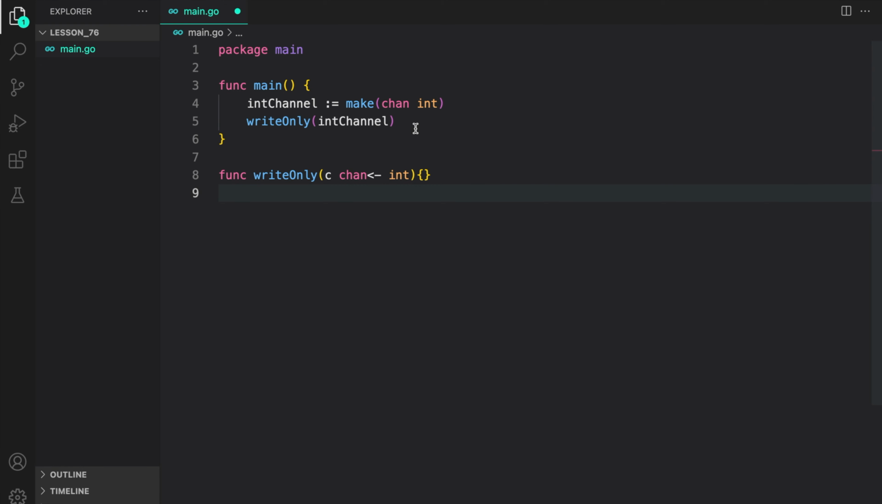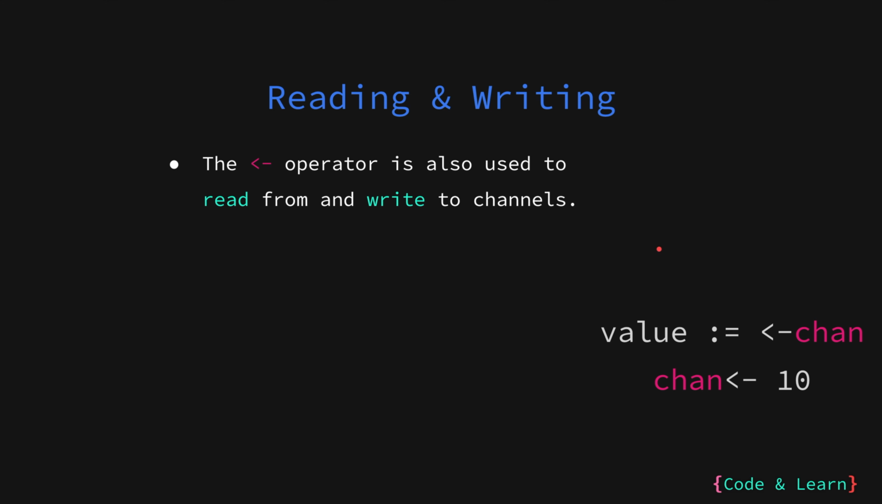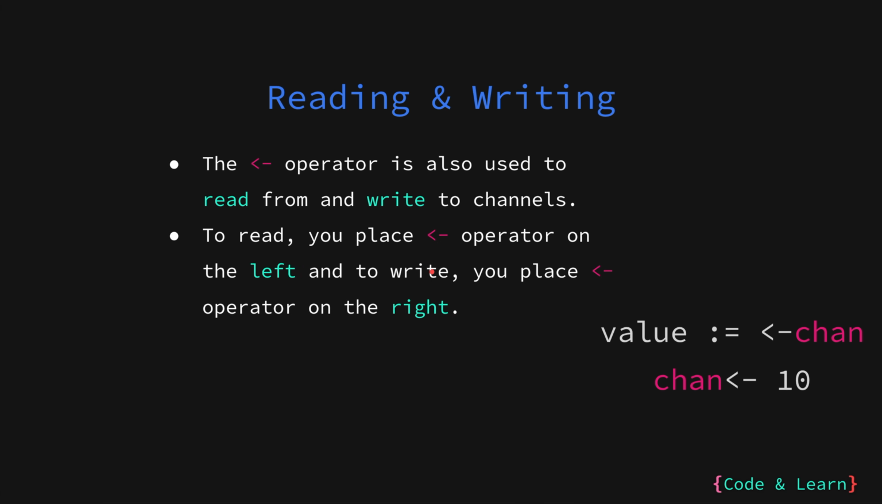Now let's move on to reading and writing to channels. The arrow operator is also used to read from or write to channels. Again, the placement will decide which operation we are performing. To read, you place the arrow operator on the left of the channel, and to write, you place the arrow operator to the right of the channel. As you can see here, I'm reading the value into the value variable using the arrow operator in front of the channel.